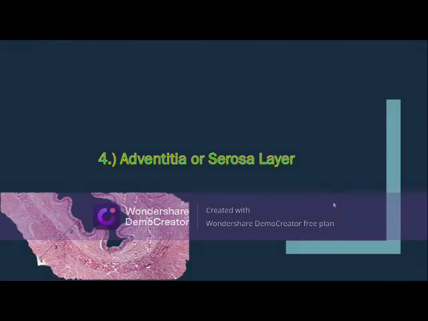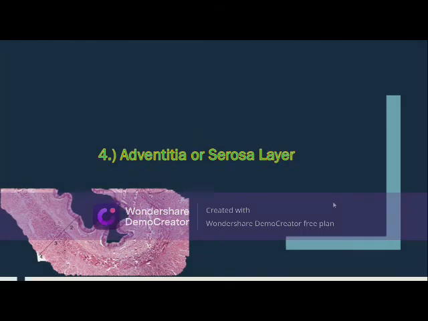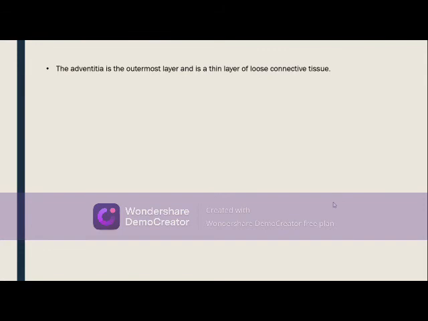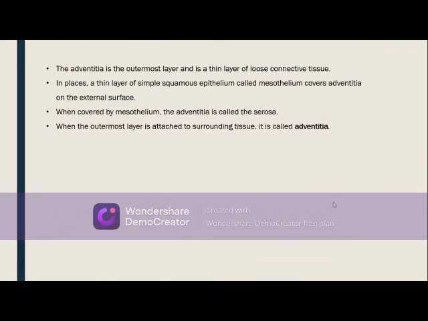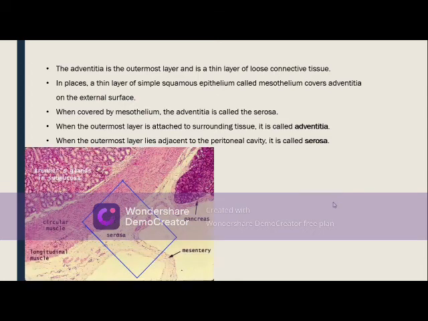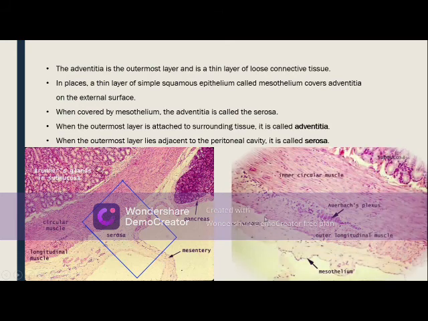Last but not least, your adventitia or serosa layer. The adventitia is the outermost layer and is a thin layer of loose connective tissue. In places, a thin layer of simple squamous epithelium called mesothelium covers adventitia on the external surface. When covered by mesothelium, the adventitia is called the serosa, as can be seen here and here as well.